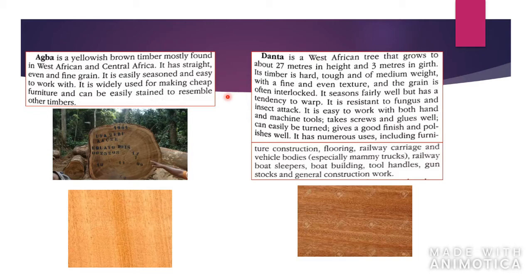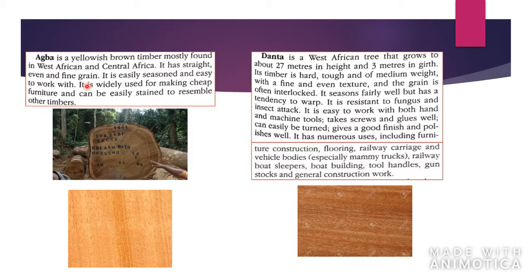And this is a yellowish brown timber and it's mostly found in West Africa and Central Africa. It has even, fine grain. And if you look here, you see the grain is actually evenly separated. Okay, it is easily seasoned and easy to work with. Some woods are more difficult to work with because the growth rings can cause problems in terms of cutting and shaping your furniture how you want it.